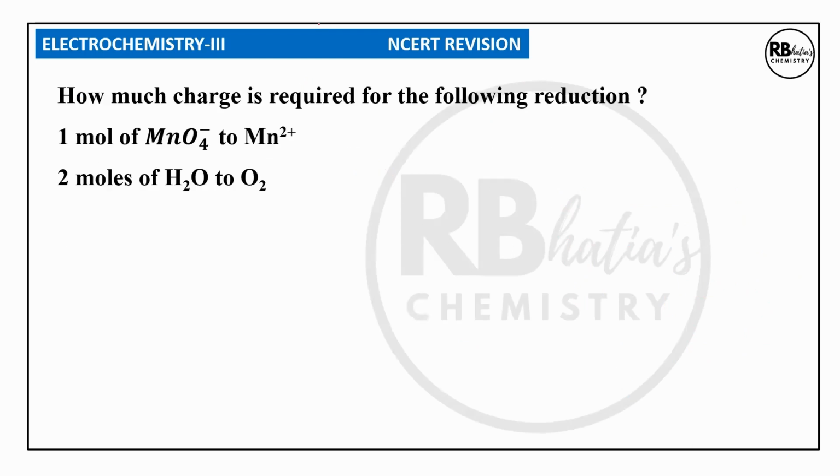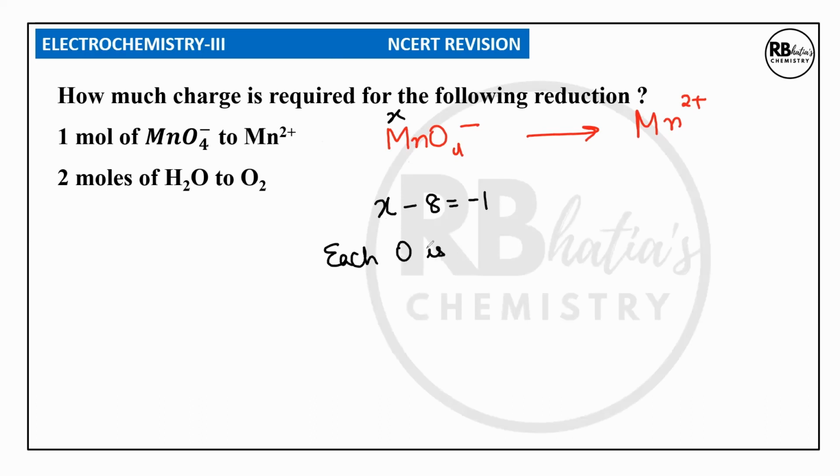How much charge is required for the following reduction? For this, what are you going to calculate? For permanganate ion to Mn2 plus, how much charge is required? So you are going to calculate the oxidation state of manganese. How do we do that? Let us assume this to be X. X minus 8 is equal to minus 1. Why? Because each O is O2 negative. So O2 negative into 4 is minus 8, and minus 1 is the total charge. So X comes out to be plus 7.